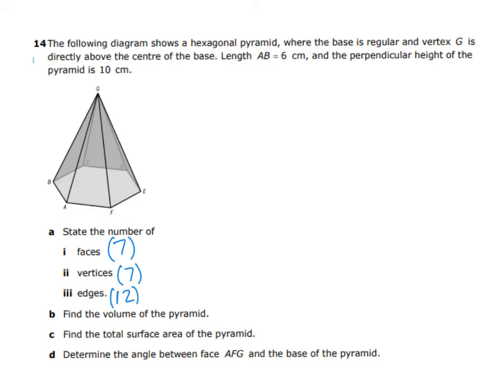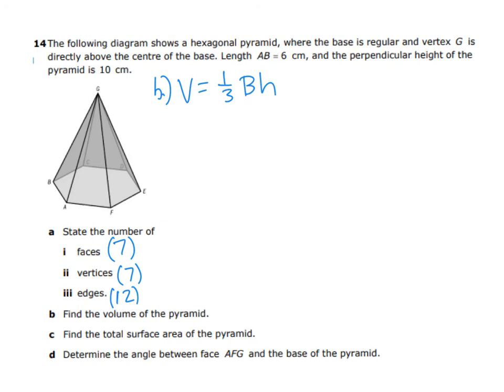Now let's go to part B, where we're going to find the volume of the pyramid. To find the volume of the pyramid, we're going to take 1/3 the area of the base times the height. Okay, so we need to figure out 2 things: area of the base and the height. The height, we were told, is 10, so we already know what that is. So now let's talk about how we're going to find the area of this base.